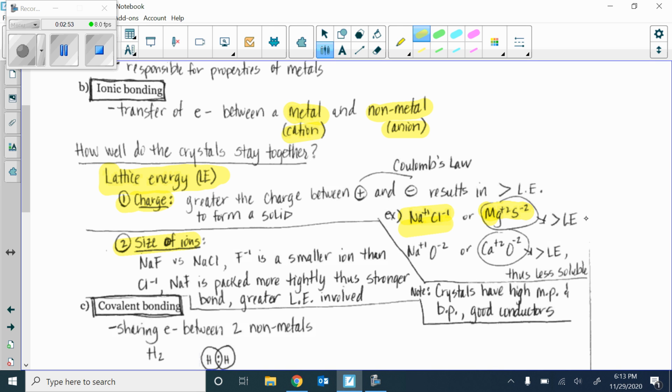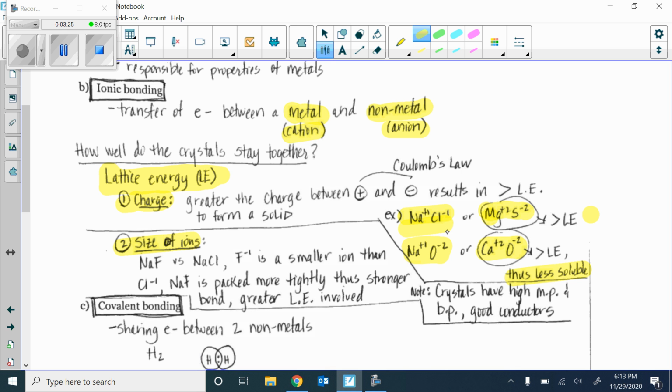Then I could have something that has different charges. So I can see sodium has +1, oxygen's -2, or I have something again that has the same charge. And this one again is going to require more lattice energy because the charge is higher on both, and thus it makes it less soluble. So if I look up above at the one that I started with, this tells us that NaCl is going to be more soluble than magnesium sulfide because it doesn't take as much energy to dissolve.